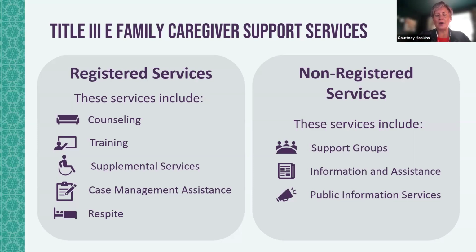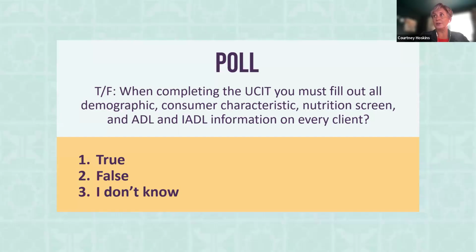So now it's time for our first poll. I'm going to go to the next slide. You're going to be able to see the poll, and then I'll turn it over to Denise. You should be able to see the poll. Great, I see lots of people answering. The poll says: when completing the Universal Consumer Information Tool, you must fill out all demographic, consumer characteristic, ADL, and IADL information requirements.